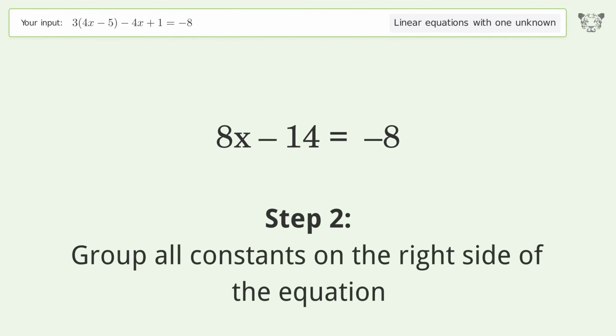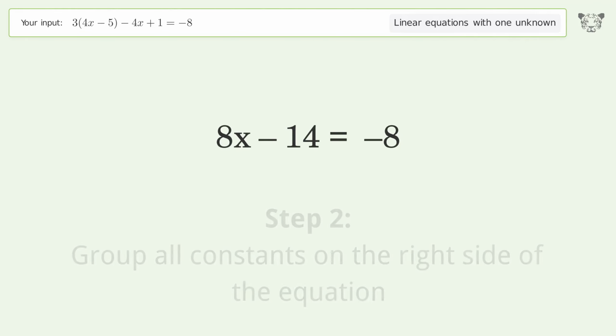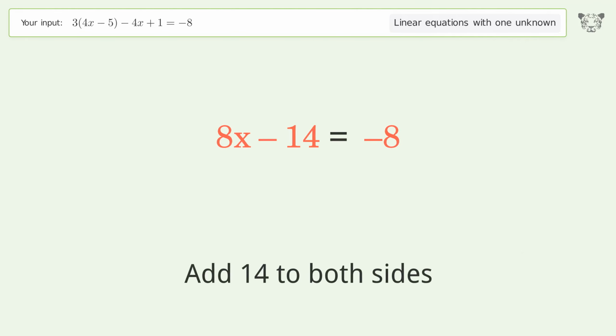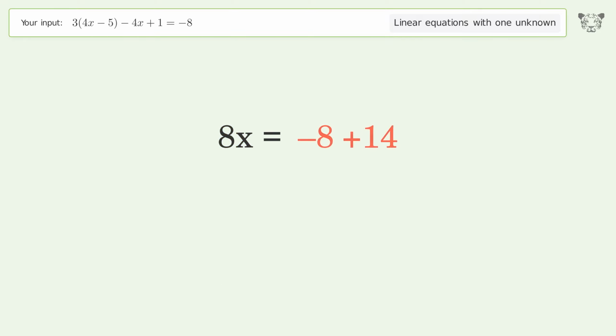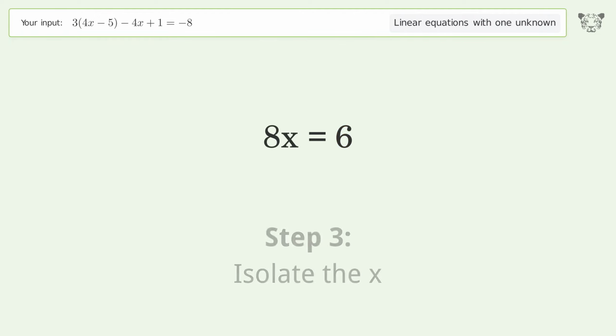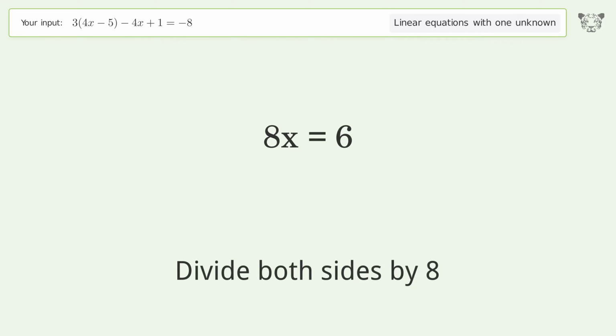Group all constants on the right side of the equation. Add 14 to both sides. Simplify the arithmetic. Isolate the x. Divide both sides by 8.